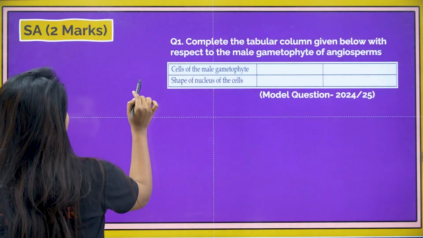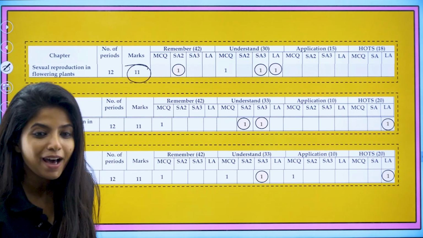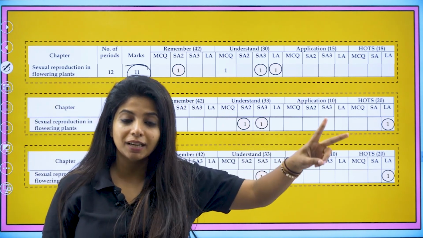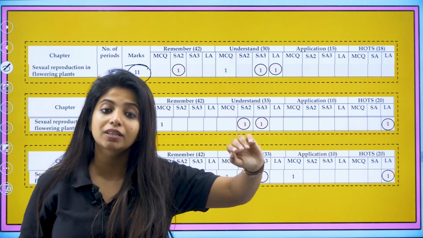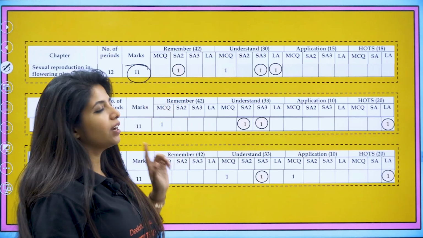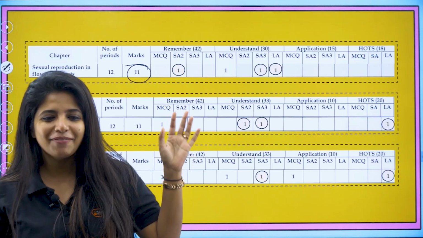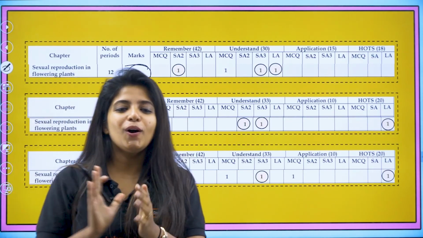And my dear children, how many marks does this particular chapter give you? 11 marks. Principles of inheritance and variation, 13 marks. Molecular basis of inheritance and variation, 13 marks. So 13 plus 13, 26. And then over here 11, that means 37 marks you have got by watching the 3-day session. All of you who did that, kudos to you.